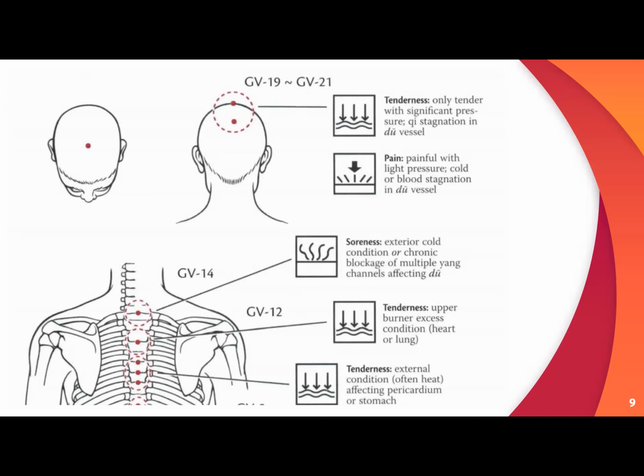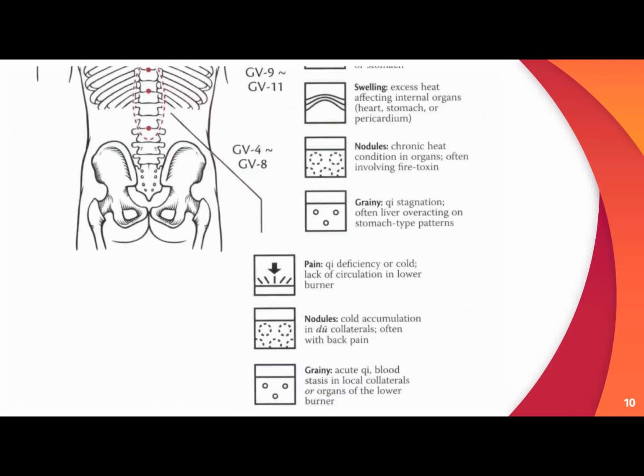If there is tenderness in GV12, there's an upper burner excess condition, which includes the heart or the lungs. Tenderness in this area, at GV11 to GV9, could mean an external condition, often heat, affecting the pericardium or the stomach.